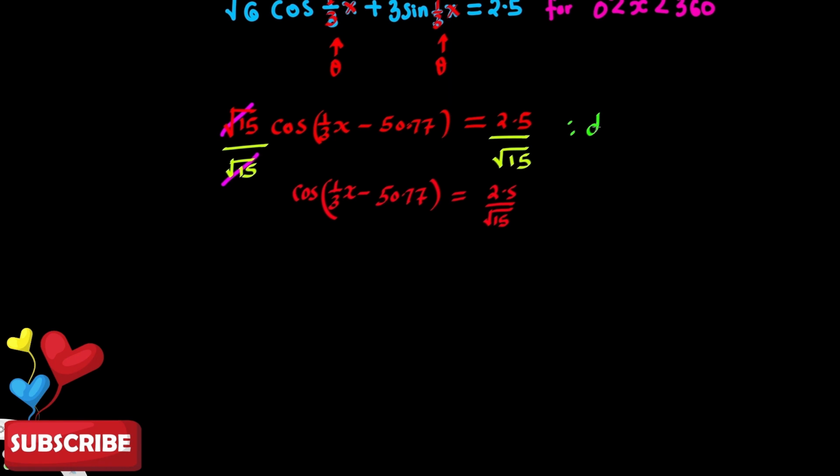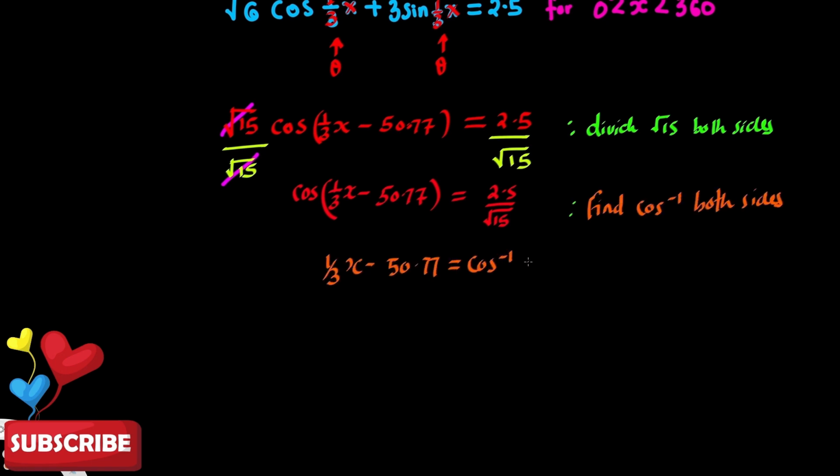Then before we move to the next step, I would like to mention that at this point, we divided by root 15 on both sides, and in the second step, we are going to take cos inverse on both sides, so that we have the cos inverse of this term here. And I mentioned that the angles of x are going to lie where cosine is positive, and that is in the first quadrant and also in the fourth quadrant.